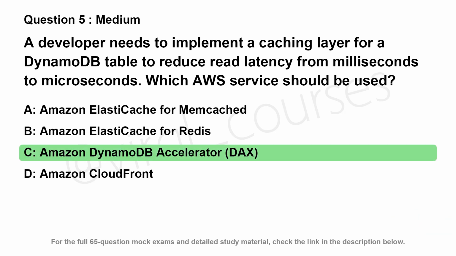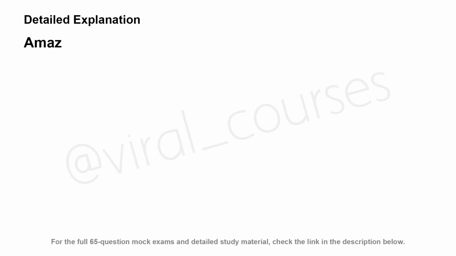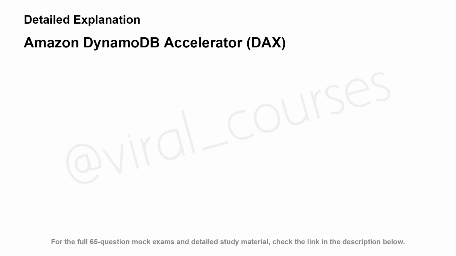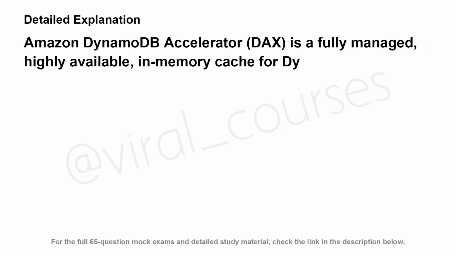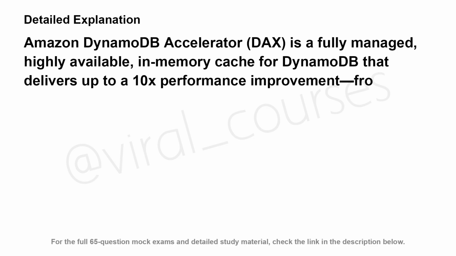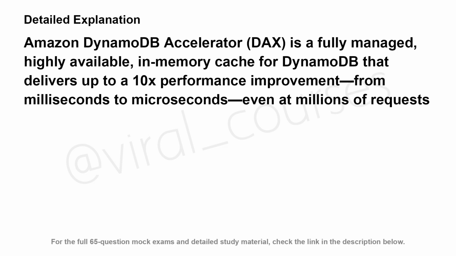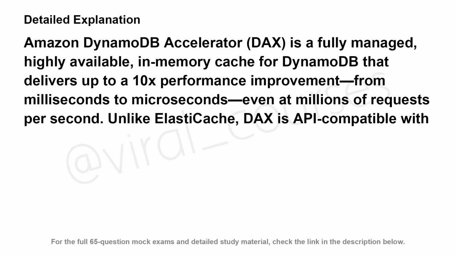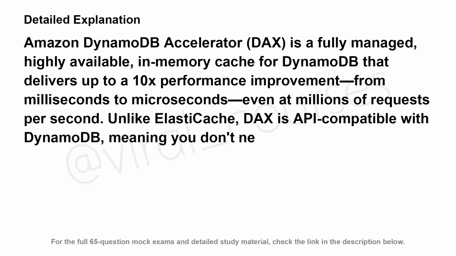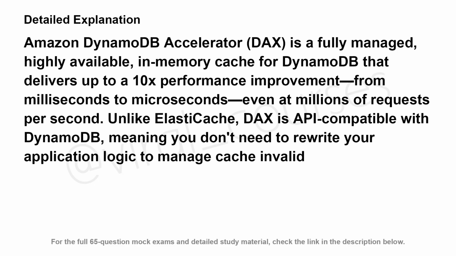The correct answer is C. Amazon DynamoDB Accelerator, DAX, is a fully managed, highly available, in-memory cache for DynamoDB that delivers up to a 10x performance improvement, from milliseconds to microseconds, even at millions of requests per second. Unlike ElastiCache, DAX is API compatible with DynamoDB, meaning you don't need to rewrite your application logic to manage cache invalidation or data population.